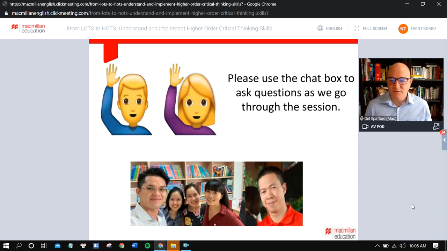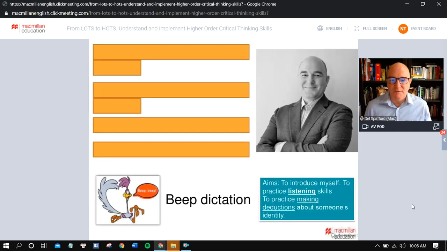So let's get started. The first thing we're going to do is a warm-up activity. And this is an activity that you can use in the classroom for many, many different areas. You can use it to recycle vocabulary. You can use it to recycle grammar. I'm going to use it today to introduce myself to you. So I told you that my name is Del, and I told you that I work for Macmillan. I'm a teacher trainer. I'm also now going to give you some more information, but I'm going to beep out some of the information that I give you.